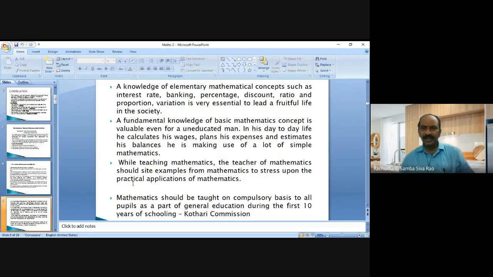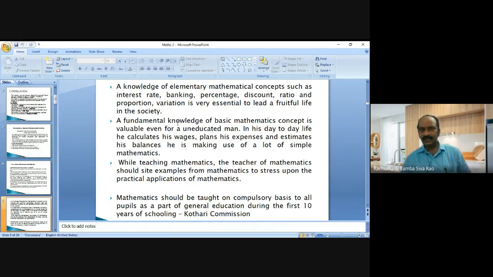A knowledge of elementary mathematical concepts such as interest rate, banking, percentage, discount, ratio, and proportion variation is very essential to lead a fruitful life in the society, though literate or illiterate. So the basic knowledge of elementary mathematical concepts such as interest rate, banking, percentage, discount, ratio, and proportion variation is very essential to lead a fruitful life in the society. Why? Particularly, these concepts are very essential.